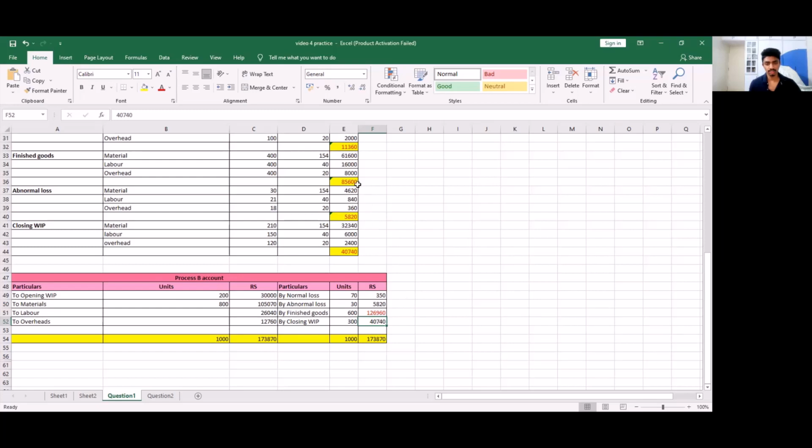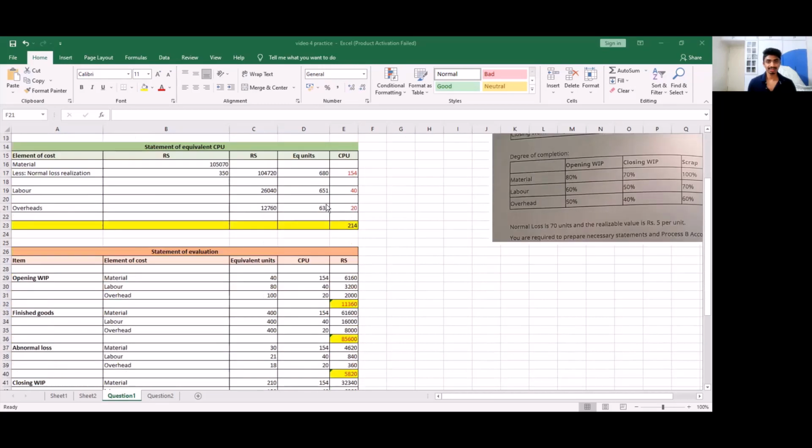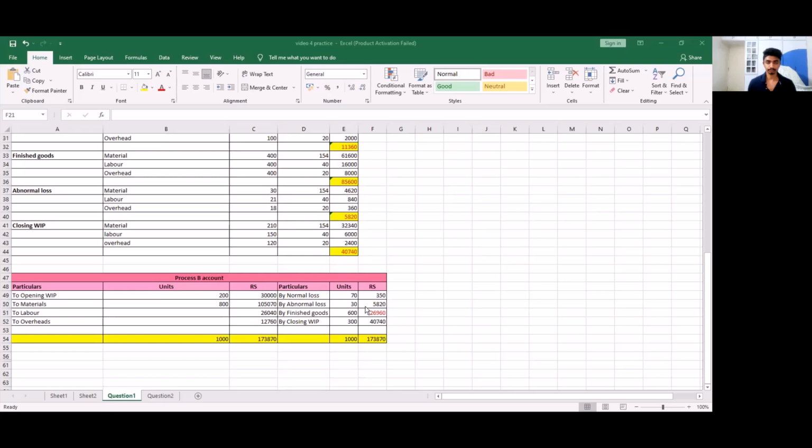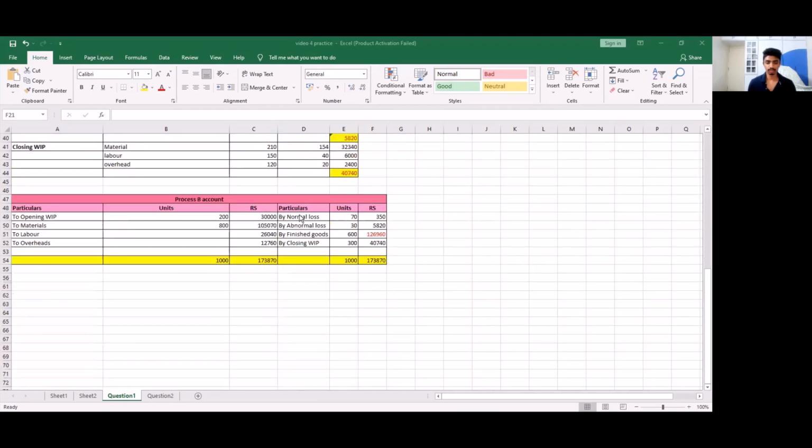So here, I want you to know why I asked you not to take the value from the statement of evaluation. If you noticed, here we have the value of 85,600, and here we have a value of 1,26,960. And even our units differ. Here we have 600 units in finished goods, and here we have 400 units. So where does the 600 come from? If you look back at our statement of equivalent production, 400 are finished goods from our raw materials, but the opening work in progress of 200 units also goes on to become our finished goods. So our total finished goods will be 200 plus 400, which is 600 units.